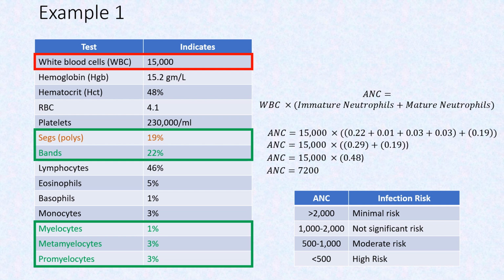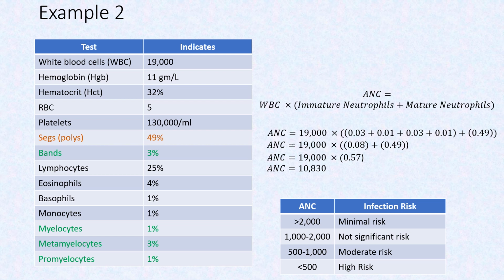In example 1, the white blood cells are 15,000. The mature neutrophils or segs are 19%. The immature neutrophils are the bands, myelocytes, metamyelocytes, and promyelocytes at values of 22, 1, 3, and 3% for a total of 29%. When added to the mature neutrophils, this equals a total neutrophils of 48%, or 0.48. When entered into the formula, 15,000 multiplied by 0.48 equals 7,200. This is greater than 2,000 and reassuring for no infection.